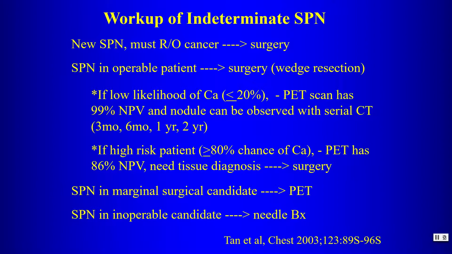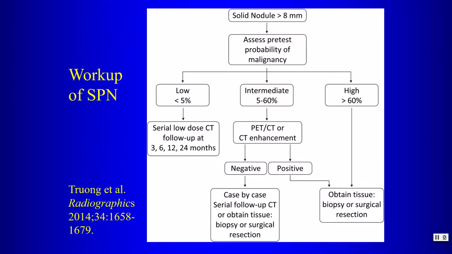If we have a very low likelihood of cancer, then a negative PET scan has a 99% negative predictive value, and so you can observe the patient with serial CT scans. On the other hand, if you're dealing with a high-risk patient, then that increases the odds of getting false negative PET scans. So there, a negative PET scan only has an 86% negative predictive value. So the results of the PET scan, often you have to interpret in line with your pretest estimate of malignancy within the patient.